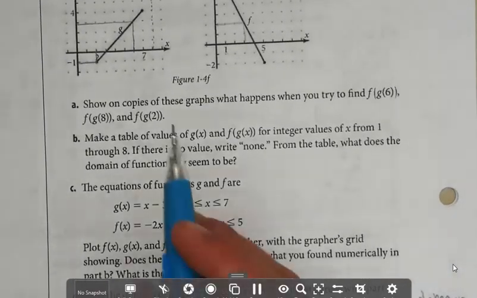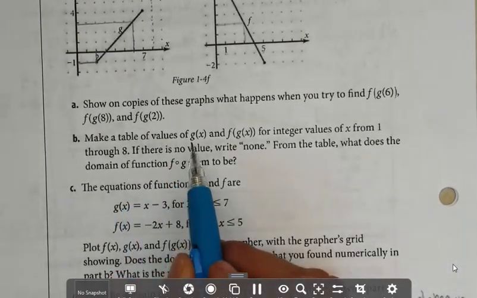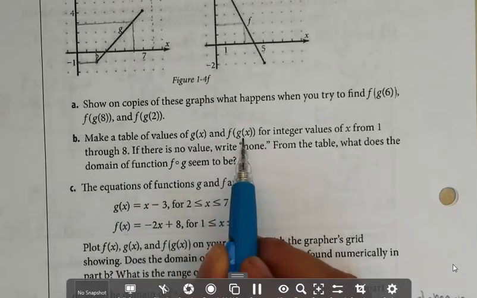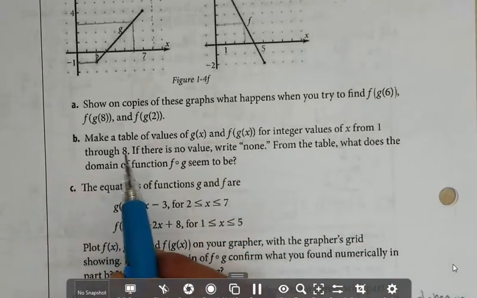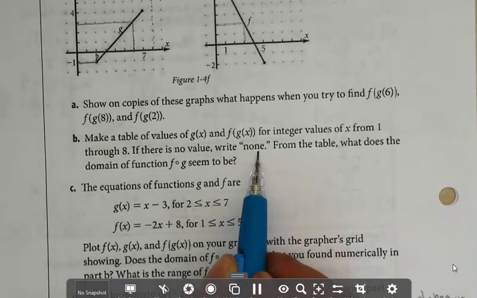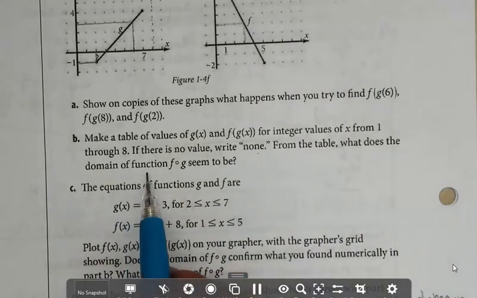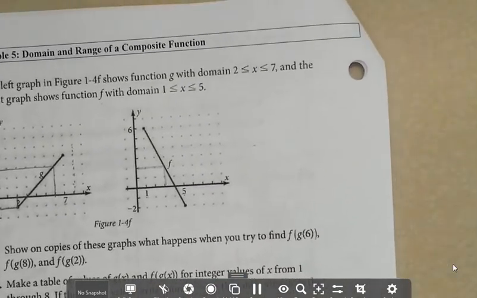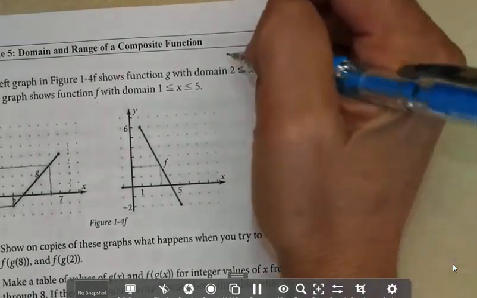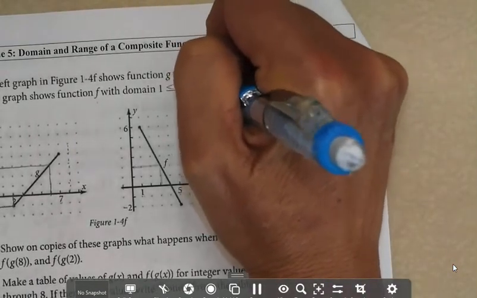B, we're going to make a table of values of g of x and f of g of x for integer values of x from 1 through 8. If there is no value, write none. I think I'm going to write does not exist, DNE. From the table, what does the domain of function f of g seem to be? Okay, so I'm going to come up here. I think I have enough room. So this is going to be B.